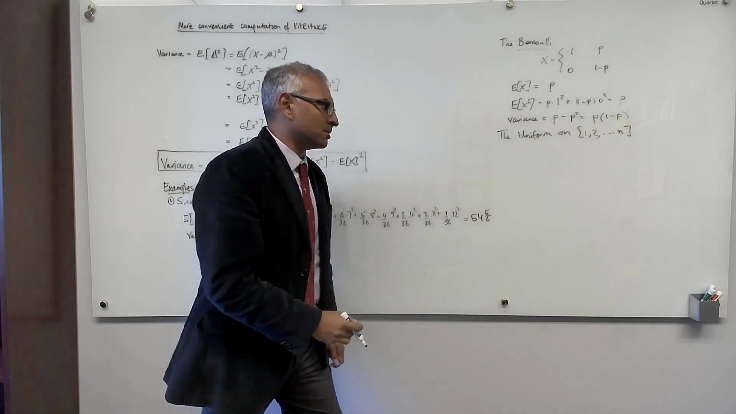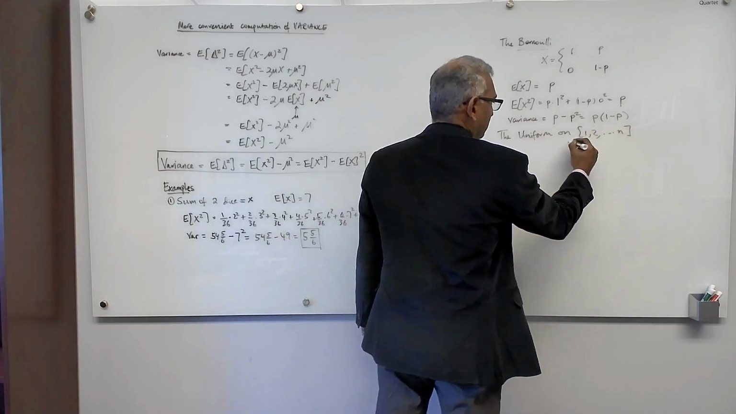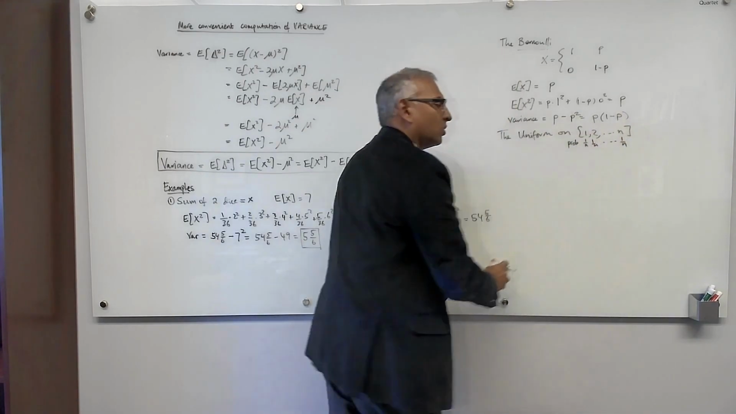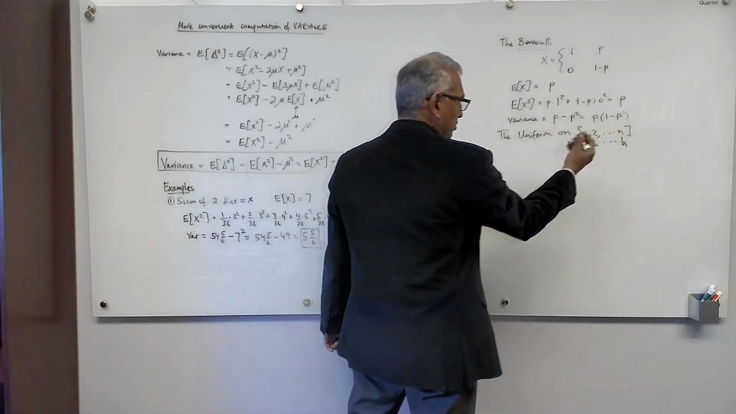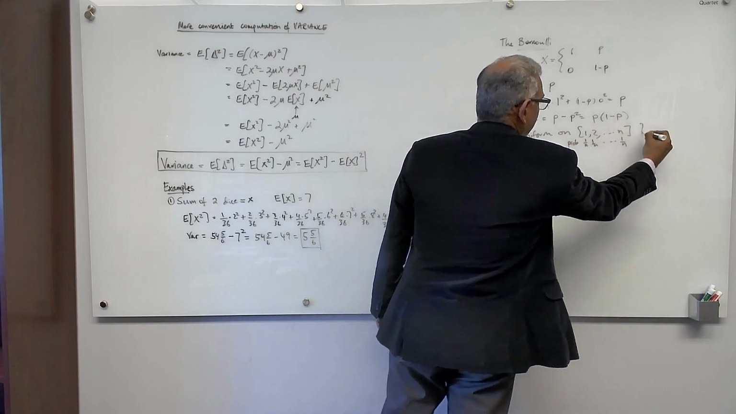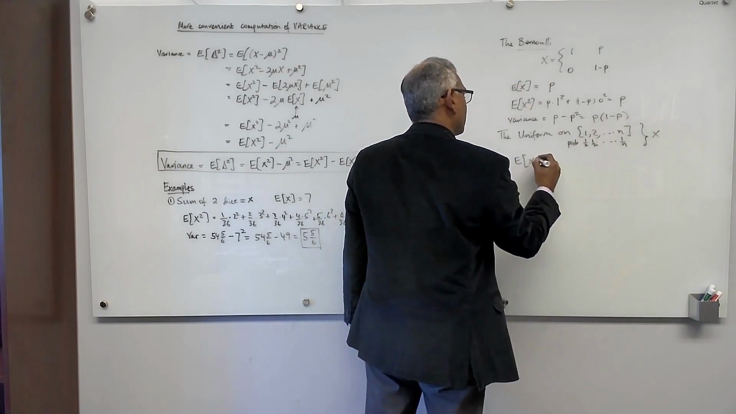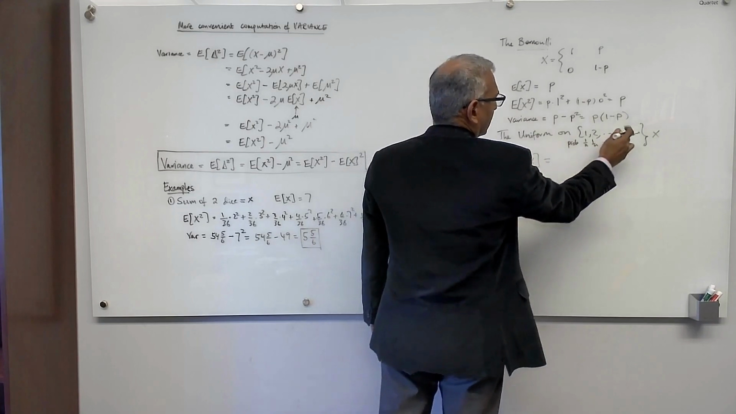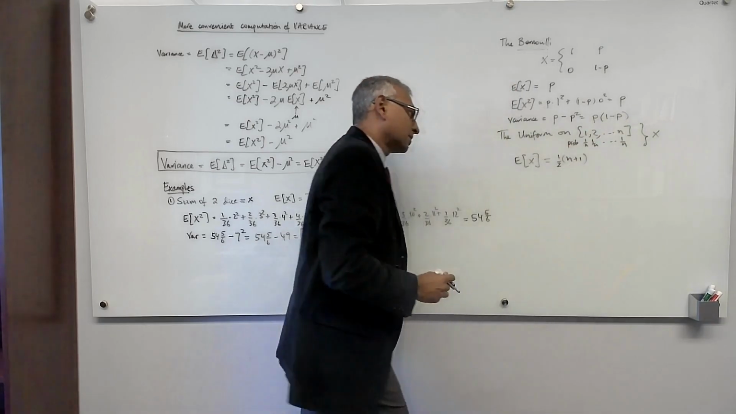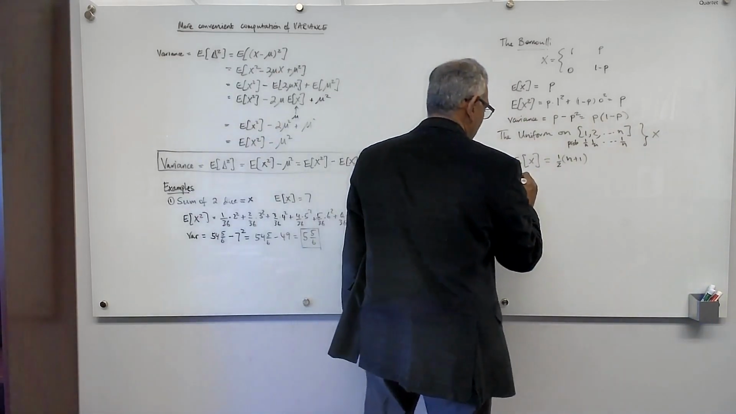If it's uniform on 1, 2, up to n, then the probabilities are 1 over n, 1 over n, up to 1 over n. So all the probabilities are the same. We computed the expected value some time ago. So the expected value of x is 1 half n plus 1, in the usual way. Now let's compute the expected value of x squared.